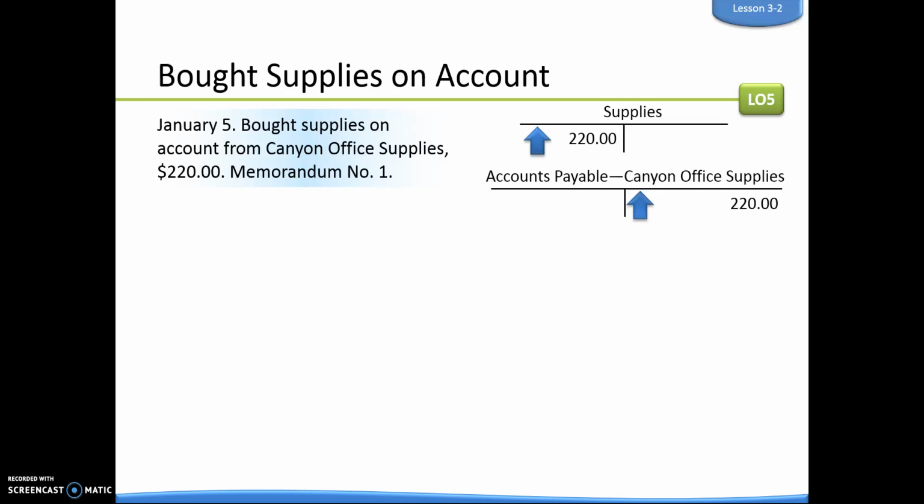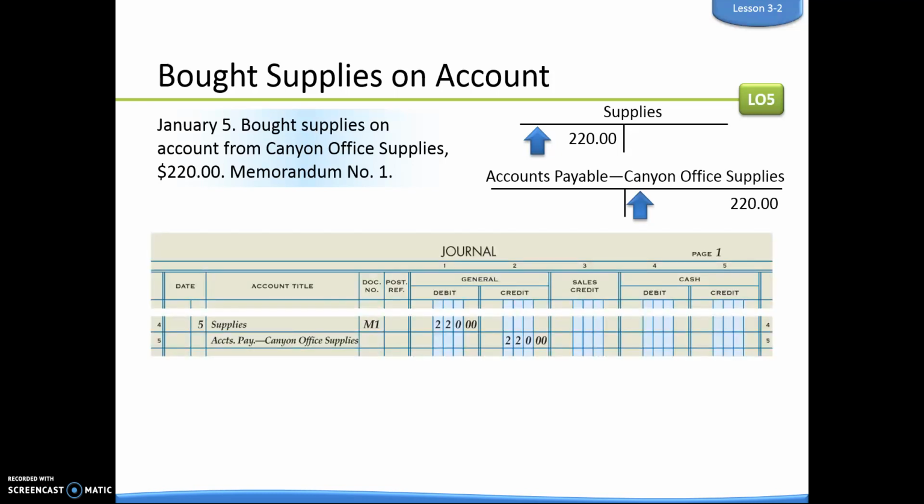Now, what this looks like in our journal actually is on two different lines. And the reason being, if you look here, we do not have anything that affects sales or cash. So our special amount columns do not get used at all, which means that we have to have a separate line for each one of our different accounts.